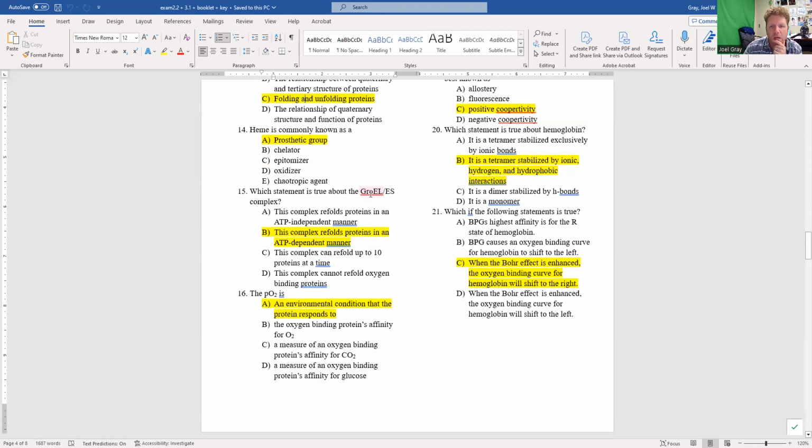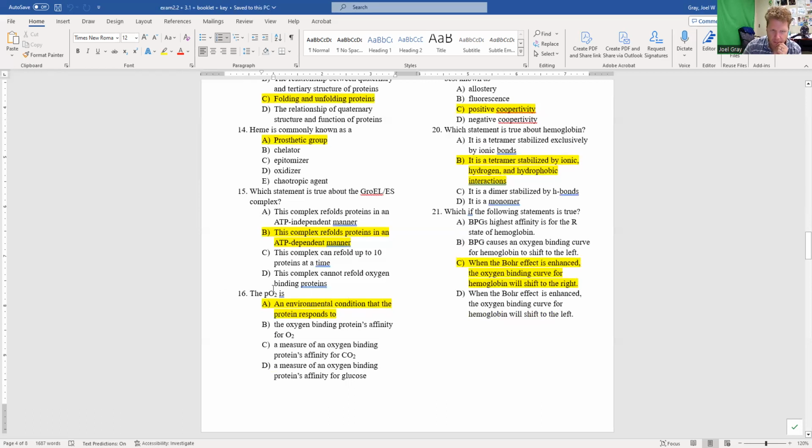Which statement about the GroEL-GroES complex is true? This complex refolds proteins in an ATP-dependent manner. It's going to bind to the protein, bind ATP, hydrolyze ATP, refold that protein, release the ADP, and release the refolded protein.